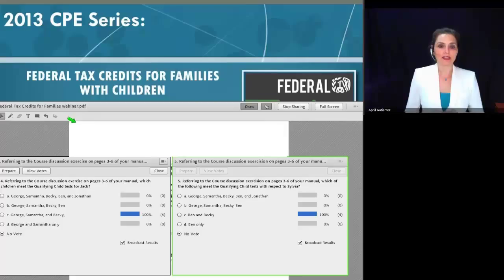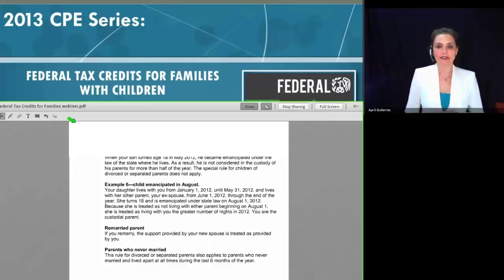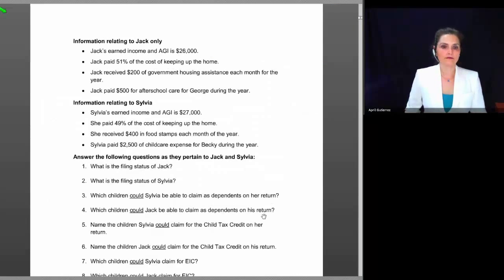and looking at the information I provided for you on these dependents with respect to child and dependent care expenses so we can see why it is that we're getting the calculations on the child and dependent care credit that we do. So in the wording of the problem here, I tell you that Jack's earned income is $26,000 and that he paid $500 of after-school care for George during the year. And I tell you that Sylvia's income is $27,000 and that she paid $2,500 of child care expense for Becky during the year.